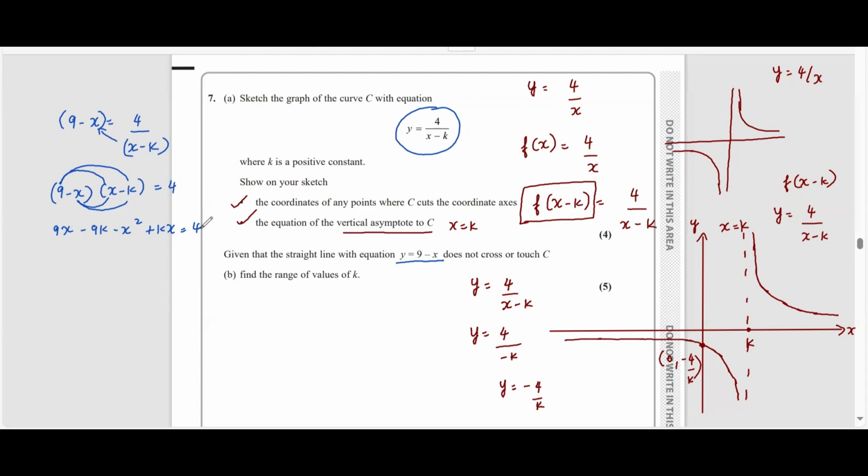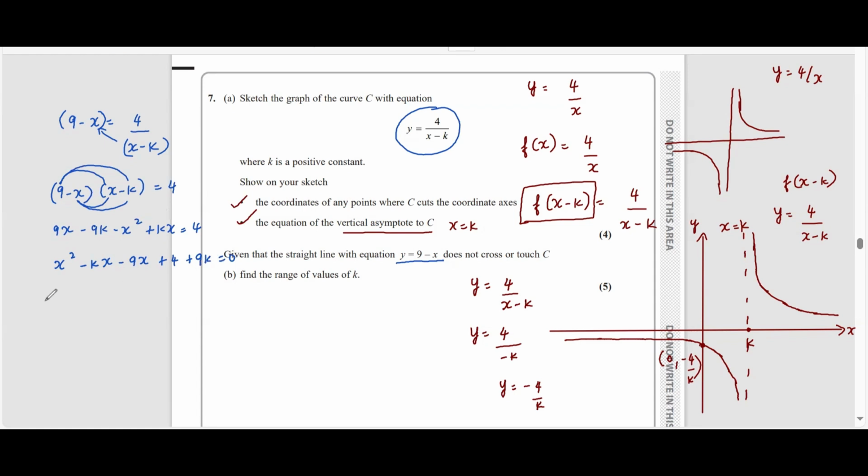let's just bring all the terms to the right hand side so that the coefficient of x square will be positive. So minus x square goes to the other side, positive x square. Kx goes to the other side, minus kx. 9x goes to the other side, it becomes minus 9x. And we have already a positive 4 here on the right hand side. Minus 9k goes to the other side, becomes positive 9k is equal to 0.